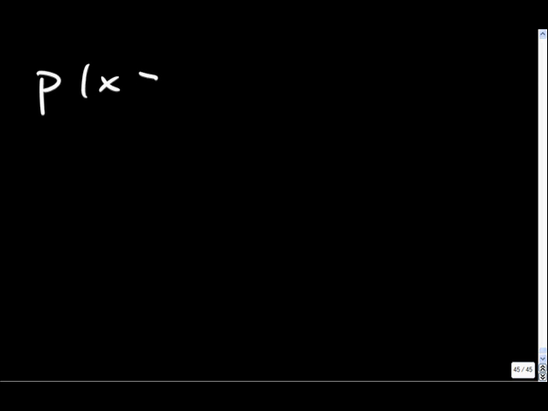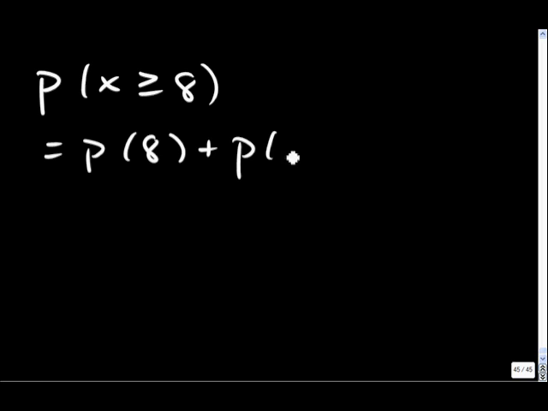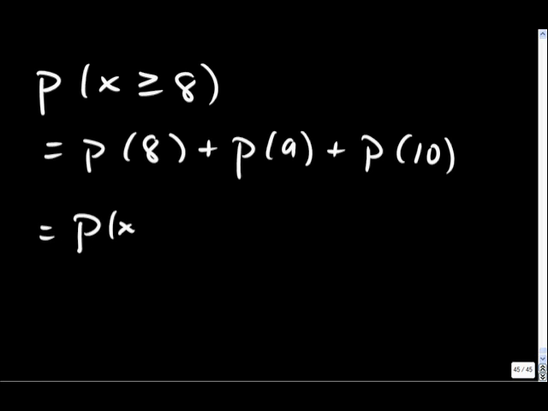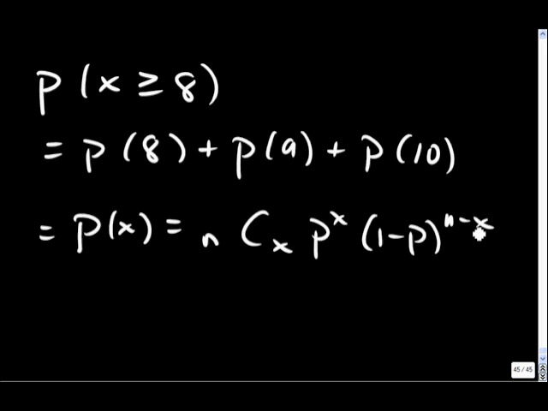Probability of getting at least 8 guesses correct is P of 8 plus P of 9 plus P of 10, in which we must use the binomial formula, P of x being nCx, p to the x, (1 minus p) to the n minus x.